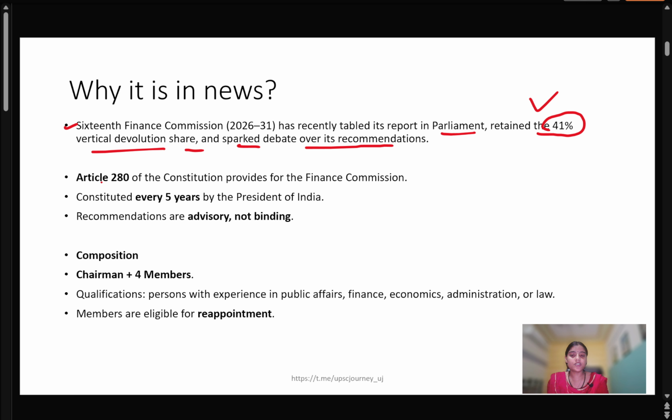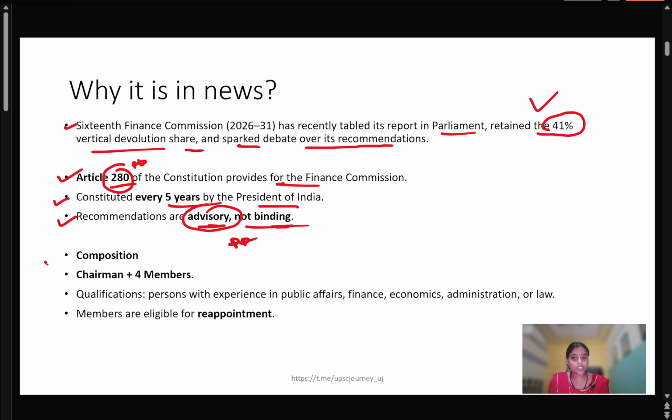Finance Commission comes under Article 280 of the Constitution, which provides for the Finance Commission. It is constituted every 5 years by the President of India, and its recommendations are advisory in nature and not binding. Means the President can reject all the recommendations or can accept. Very important that it is constituted after every 5 years, and Article 280 is regarding Finance Commission in India.